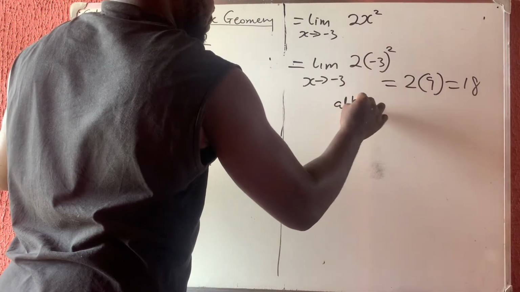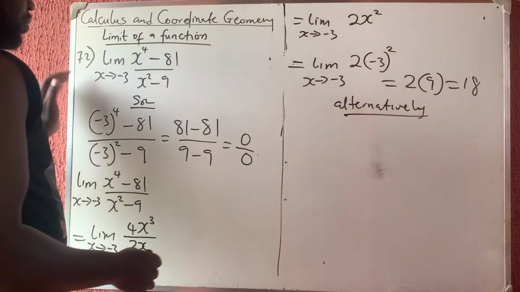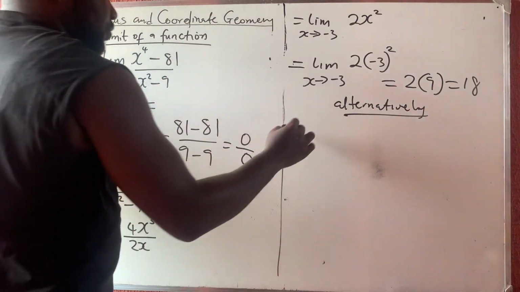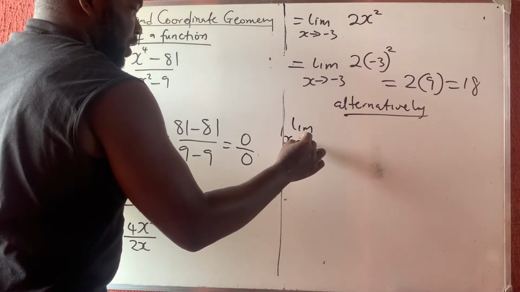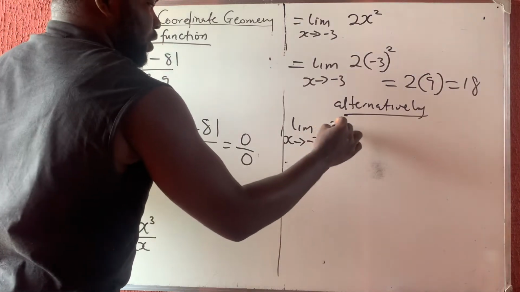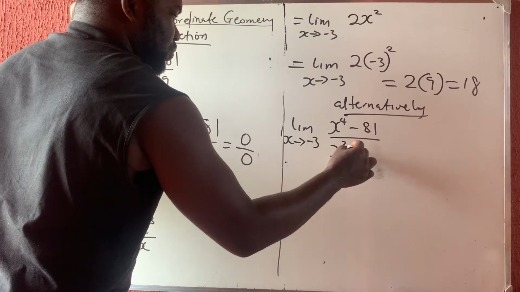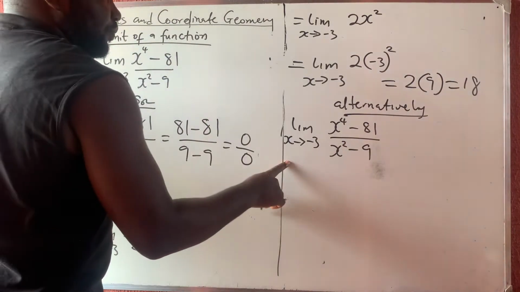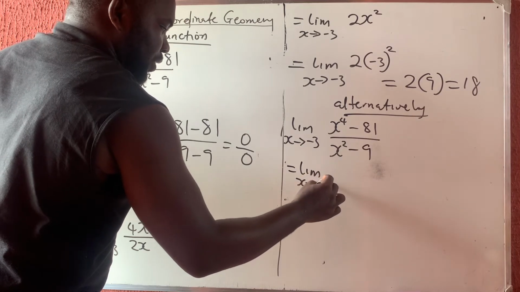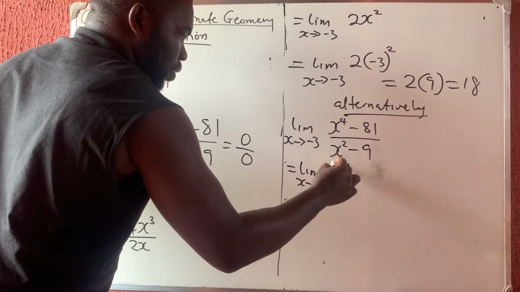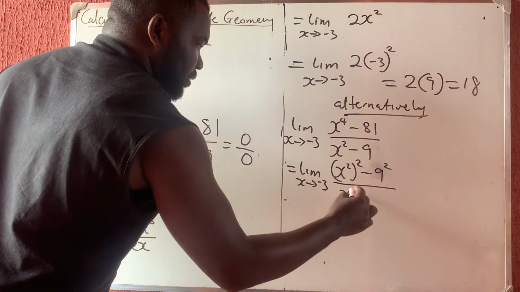Alternatively, we factorize like I taught you before. So I'll say the limit. If you don't like this method, let's use the factorization method as x approaches minus 3 of x raised to power 4 minus 81 all over x raised to power 2 minus 9. So like I told you, this is the same thing as saying the limit as x approaches minus 3 of x squared all squared minus 9 squared, then all over x squared minus 9.